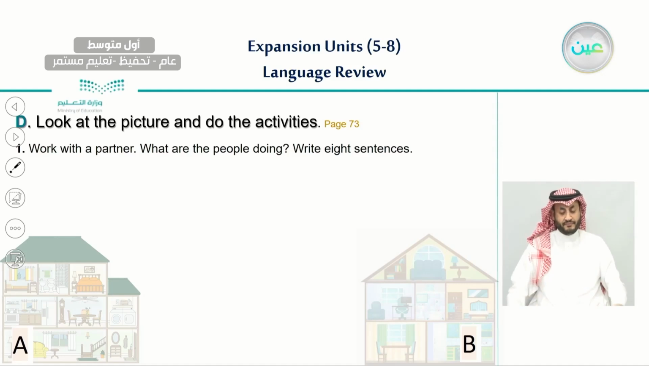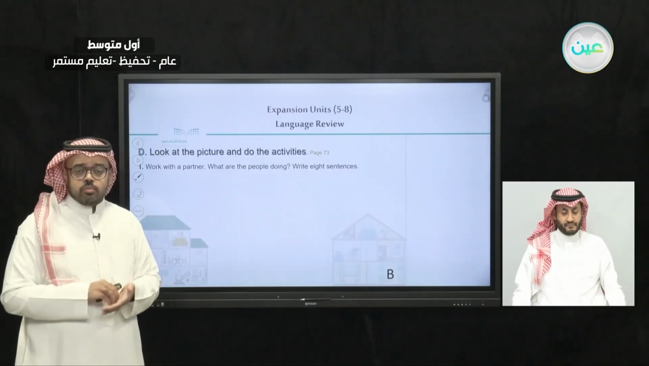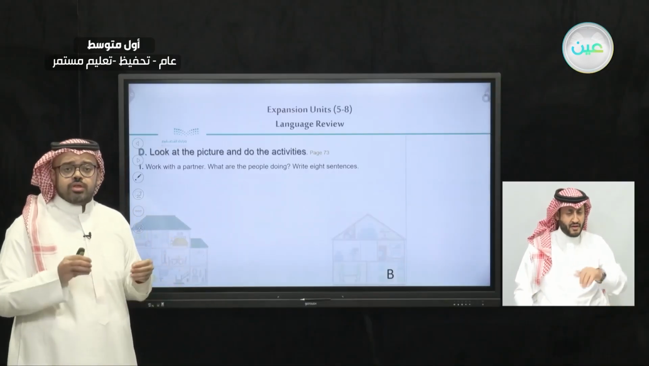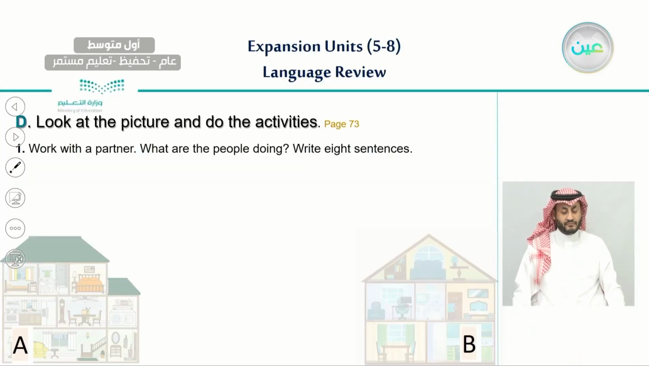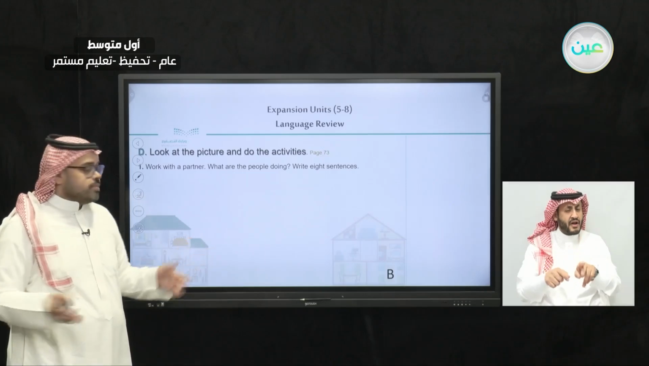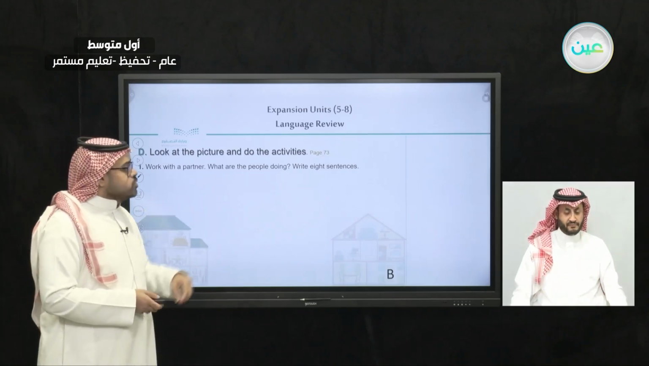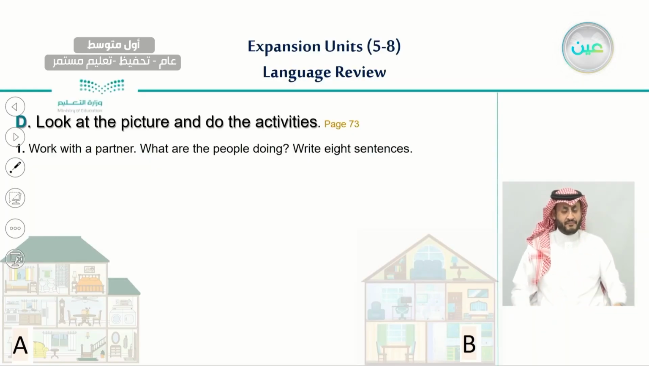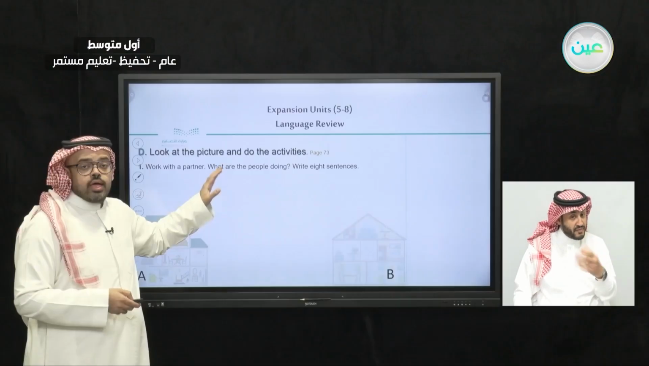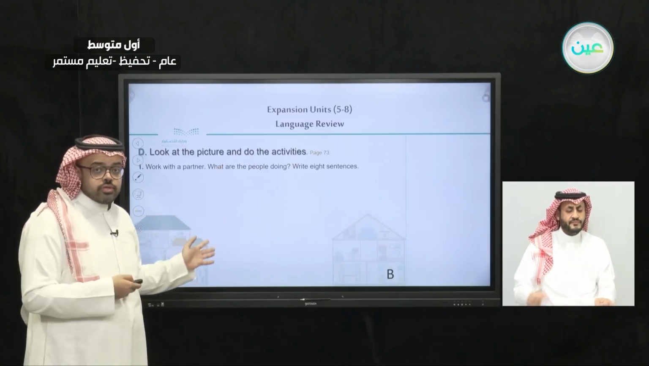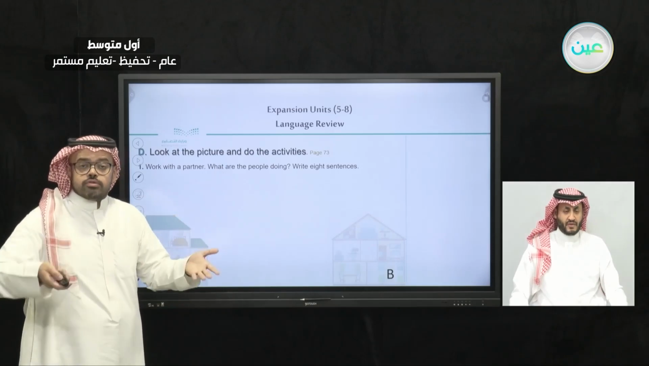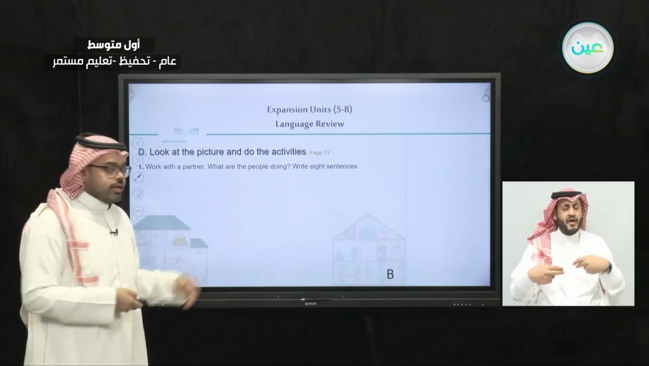In each of these houses there is someone who is doing something. So let's try to find out what each person is doing. With a partner, maybe a family member or a friend or a classmate, what are the people doing? Write 8 sentences. Here I have written 8 sentences for you. You can write them down, or you can also write more sentences like this.